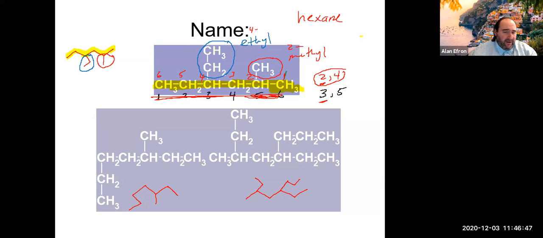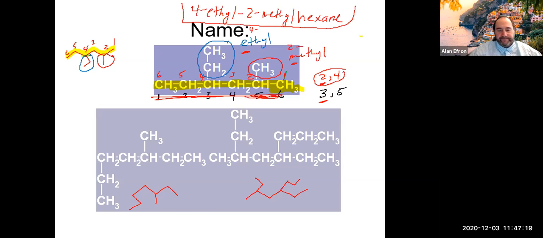and now putting it all together. So again, we would want to number in this case 1, 2, 3, 4, 5, and 6. Coming this way, then putting it together alphabetical first. That means that E comes before M. That's going to give us something like 4-ethyl-2-methylhexane. Hey, put it all together, not too bad there. Any questions on how we got to that name there?